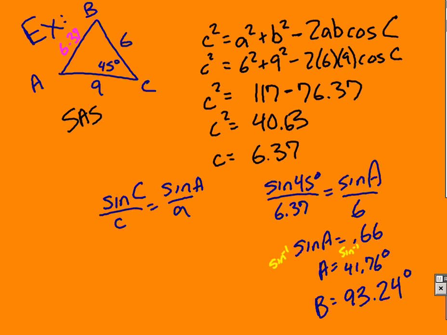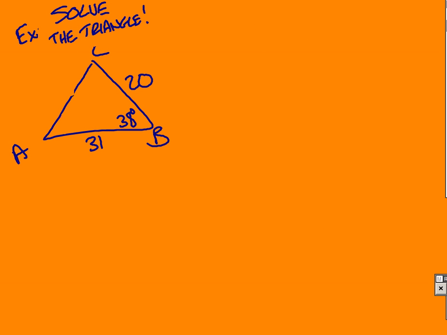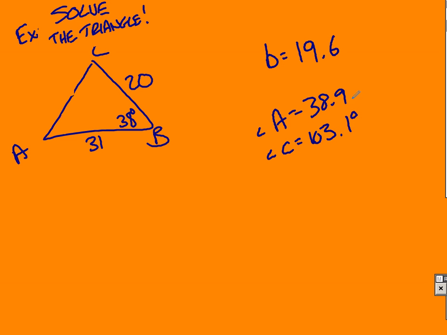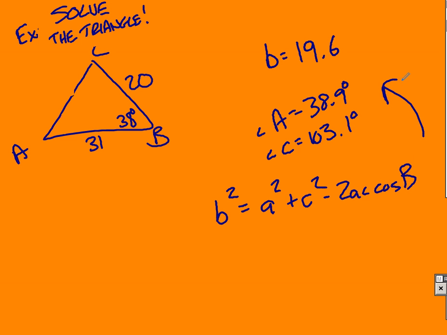I'll give you another example for you to try on your own if you would like. Go ahead and try to solve this triangle, and I will give you the answers for you to check as you go. You should end up with B equal to 19.6. You would end up getting that angle A is equal to 38.9, and angle C equals 103.1 degrees. So give that one a try. In this case, you have angle B, so that's the one you want to have out front. Side B squared equals A squared plus C squared minus 2AC cosine of B. That's how you should set it up. See if you can get those answers.